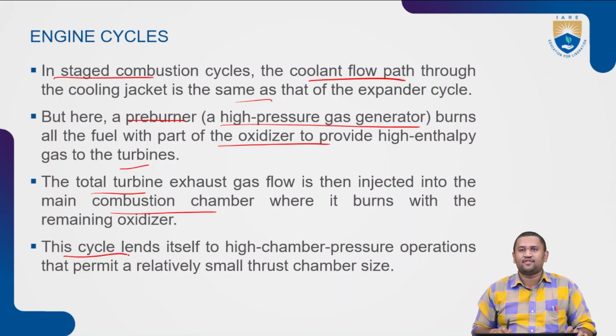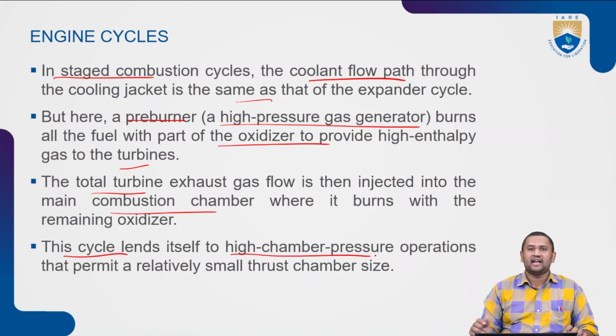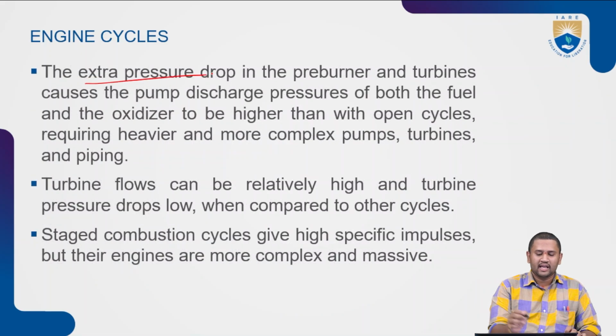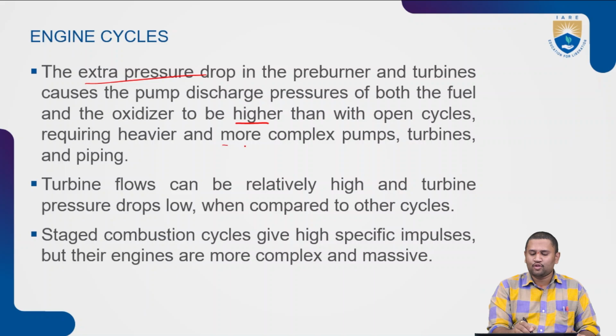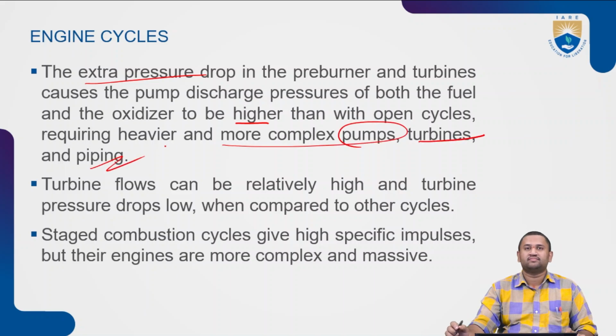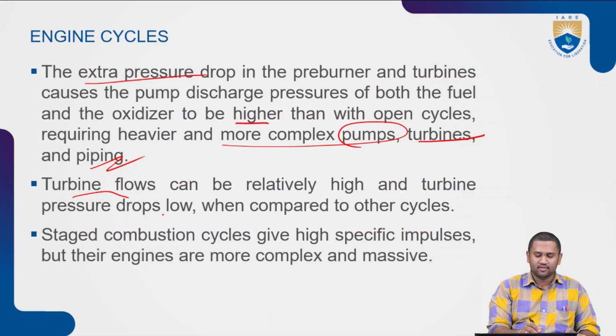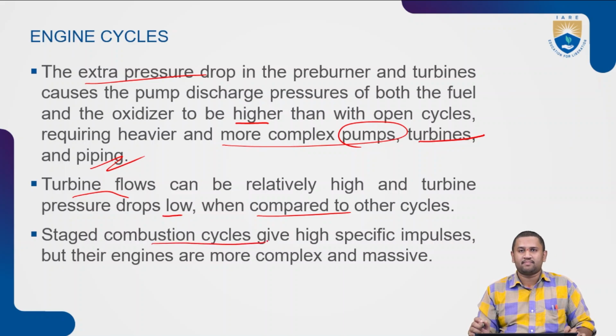This cycle lends itself to high chamber pressure operation that permits a relatively small thrust chamber size. Extra pressure drop in the pre-burner and turbines causes the pump discharge pressures of both the fuel as well as the oxidizer to be higher than in the open cycles, requiring heavier and more complex pumps, turbines as well as piping. So the turbine flows can be relatively high and the turbine pressure drops low when compared to the other cycles. The staged combustion cycle gives high specific impulse, but the engines that we'll be using for staged combustion cycles are a bit more complex as well as massive.